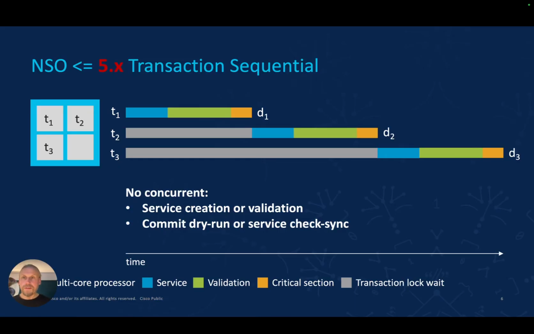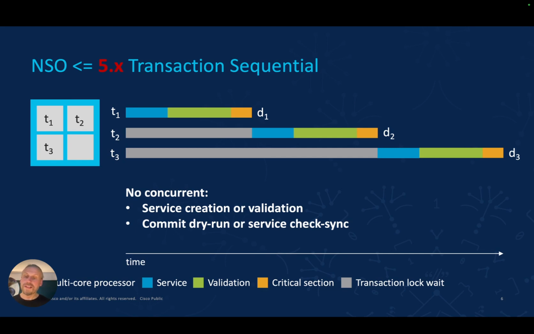Okay, let's go back to a dark place where NSO was when it comes to performance, where transactions had to be done sequentially, basically. At least service creation and validation had to be done sequentially, since the lock was taken before that instead of after the creation and validation. And then you had commit dry run and service check sync that couldn't be done concurrently either, which they can with NSO 6.